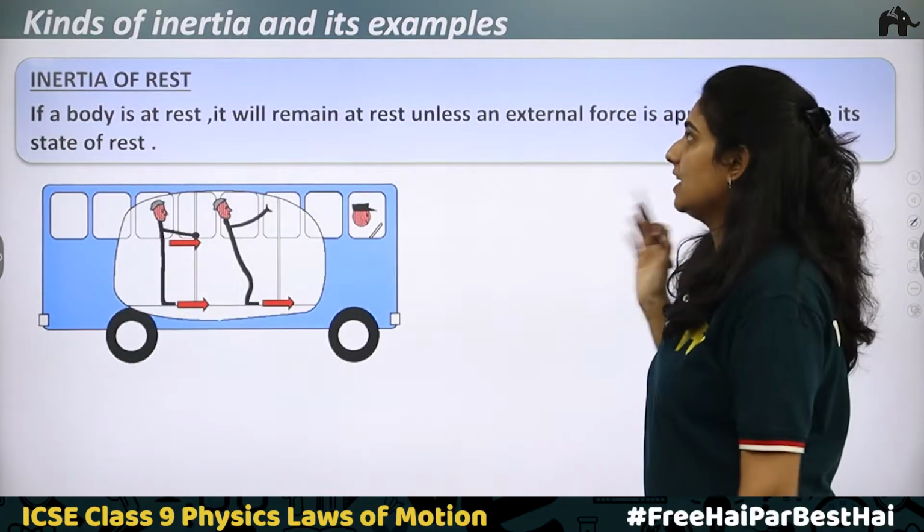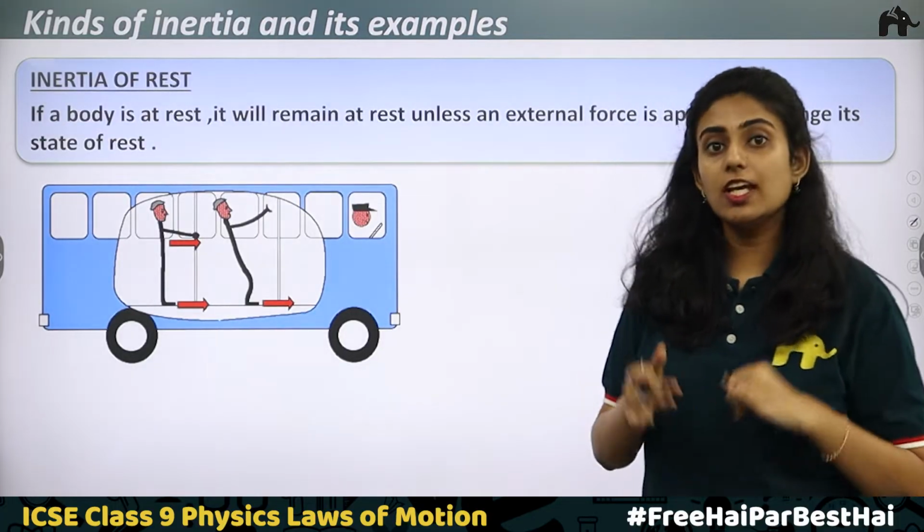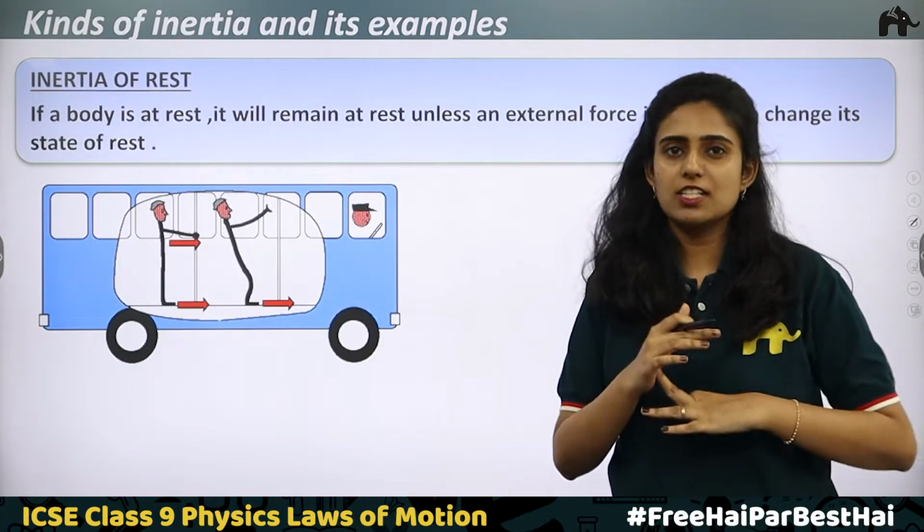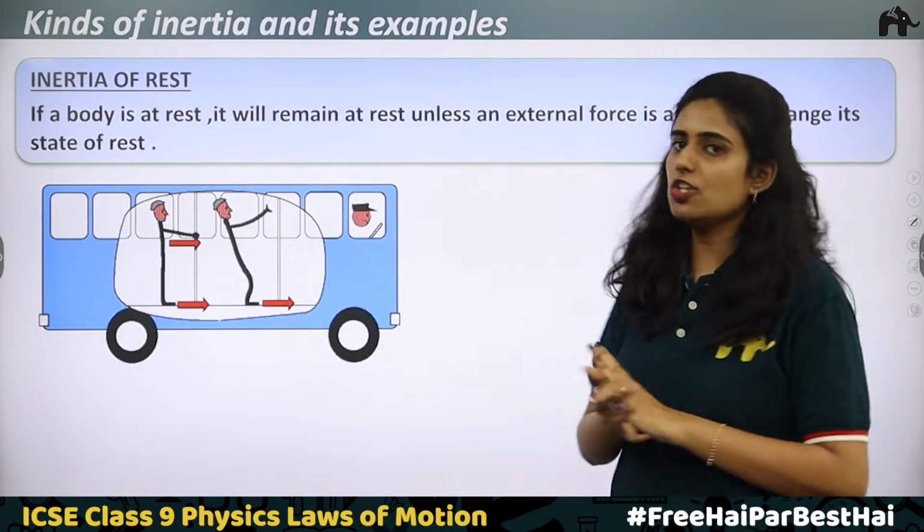Kinds of inertia and its examples. There are two kinds of inertia, inertia of rest and inertia of motion. There is another kind, inertia of direction, which is not there in your syllabus. So what is inertia of rest?